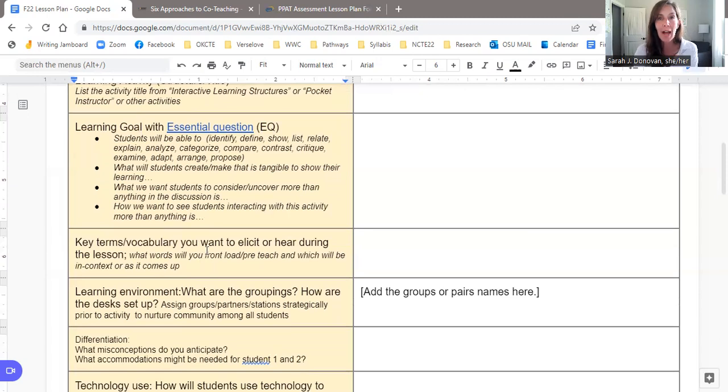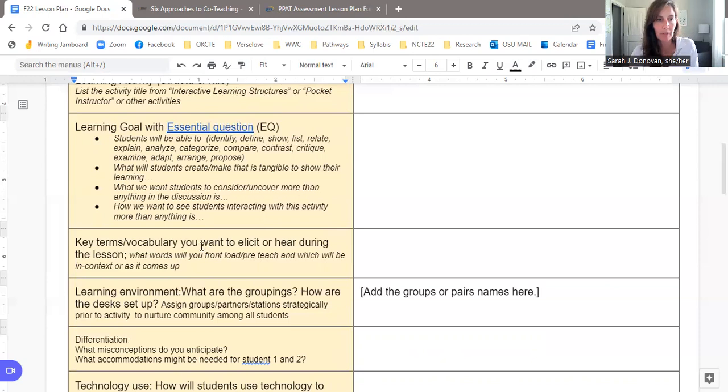Key terms of vocabulary. So if you're going to have to pre-teach some vocabulary, or use context clues for the vocabulary, whatever you're reading or looking at. So you might say, I'm going to talk about mode. You're going to pre-teach that mode is argument, narrative, informational, or you just use the language and expect the students to understand it in context.